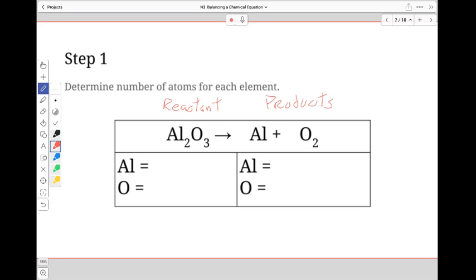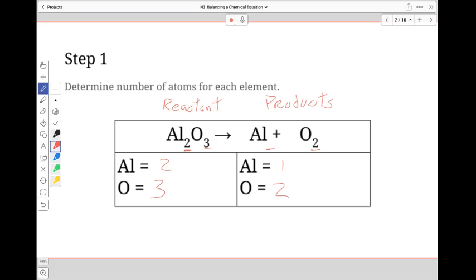Okay, so on the reactant side, I look at each individual element and I see that there's a subscript of 2 behind aluminum, so that tells me I have 2 aluminums. I see that there is a subscript of 3 behind oxygen, so I'm going to have 3 oxygens. Now I'm going to go to the other side of the arrow. There's no subscript behind aluminum, so that tells me I have 1 aluminum, and there's a subscript of 2 behind oxygen, which tells me I have 2 oxygens.